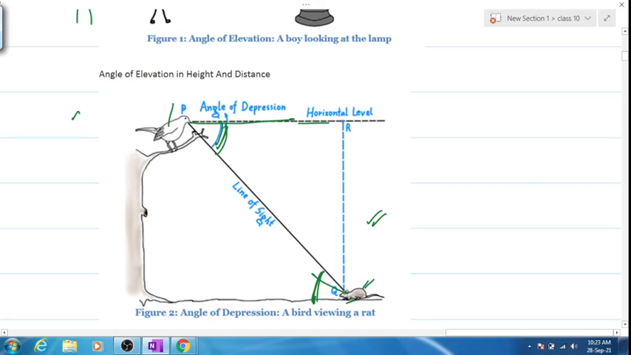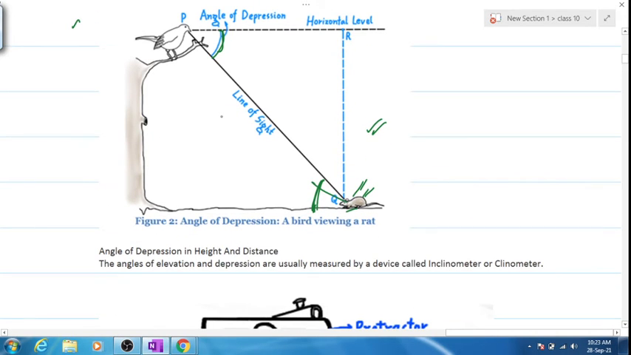Over here, make sure that you write angle P viewing Q, okay? Writing P and Q as the objects. Then over here, P is viewing Q, that time your angle of depression will be this angle. Is it clear? Yes or no? Please confirm.